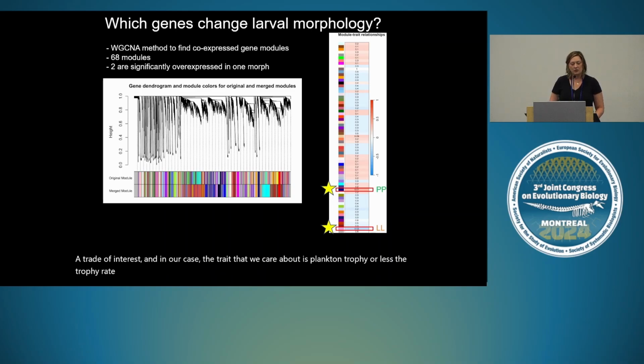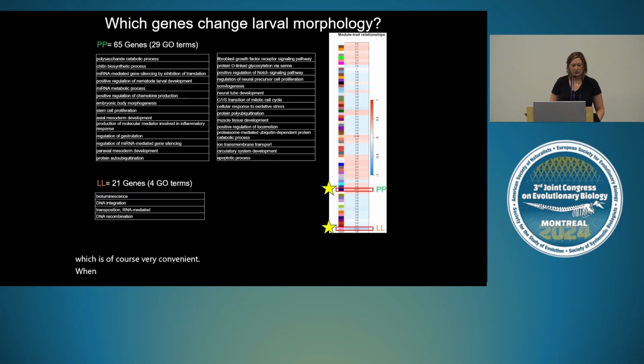And so we find that there are 2 modules that are significantly associated with larval type, and one is in the planktotrophic direction and the other is in the lecithotrophic direction, which is, of course, very convenient. When we dig into those modules, we find that there's a really manageable number of candidate genes here. So 65 in the planktotrophs and 21 in the lecithotrophs.